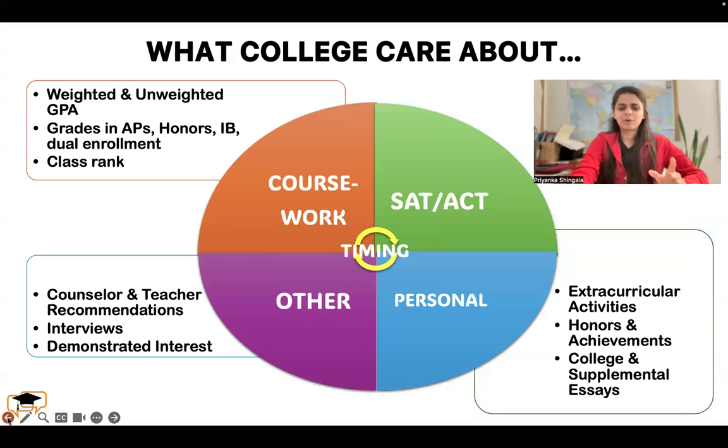But then there's a personal component, and the personal component is all the things you do outside the classroom, the extracurricular activities. That includes the jobs, the volunteering, the hobbies that you do, the family responsibilities that you might have, the sports you play, whether that's your school team or your club team. But ultimately, what did you do outside the classroom? That counts as an extracurricular activity. Then honors and achievements are the academic honors and achievements.